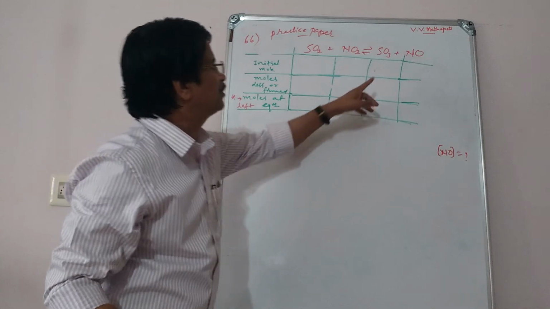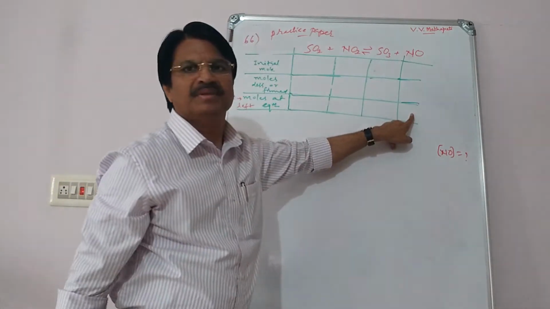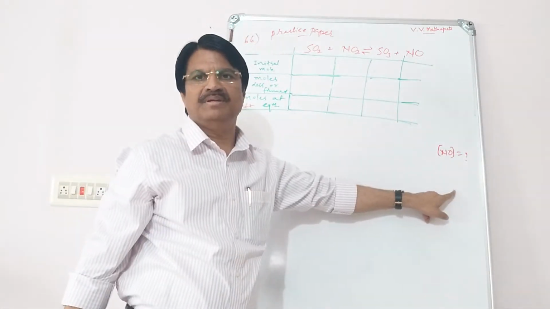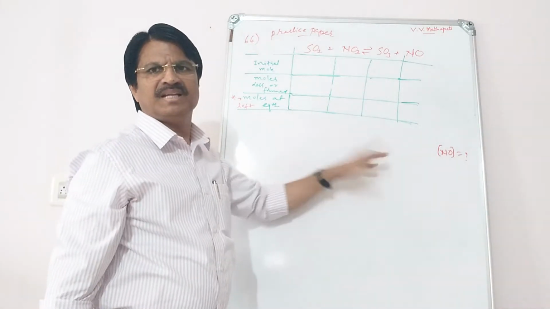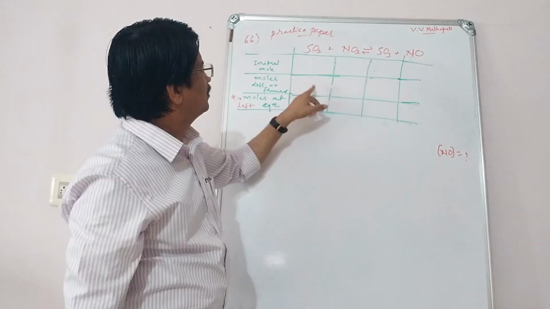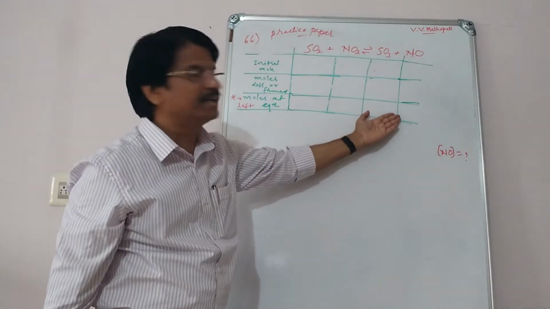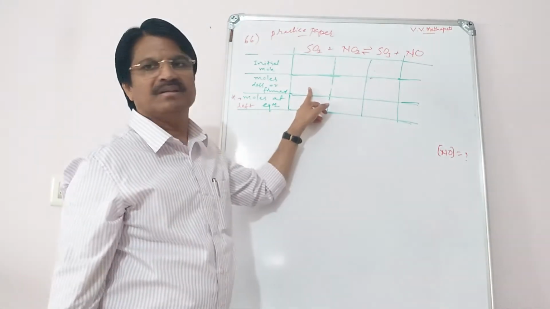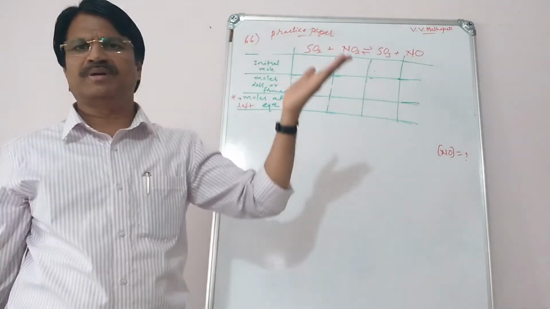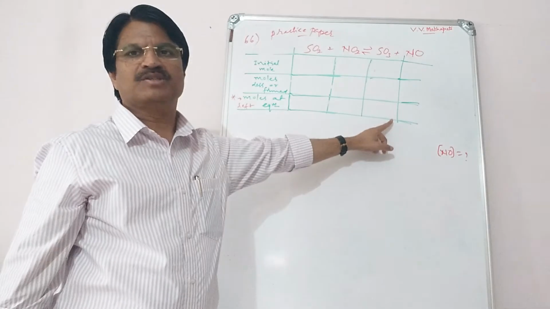Calculate the equilibrium concentration of NO. You know the concentration formula is n by V, where n is the number of moles. Therefore, find the moles first, then n by V. But here, how much reacted and how much is present at equilibrium is not given as a hint. For that, we can consider x, find the x value, and finally we get the concentration of NO.